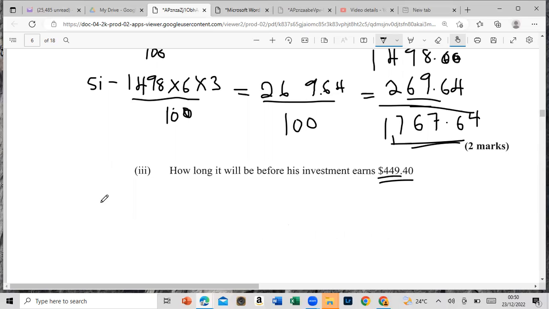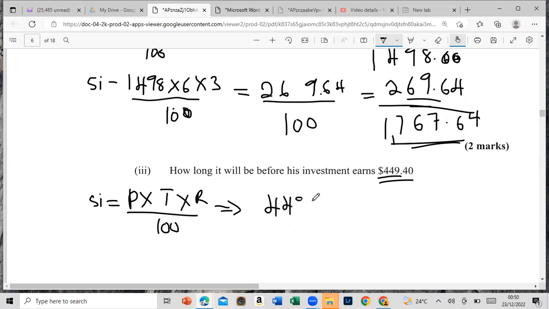So let's go. Simple interest is P times T times R over 100. We have to do some formula transposition. So we put 449.4. We know the principal was 1,498. We don't know the time, so we put T to represent the time.